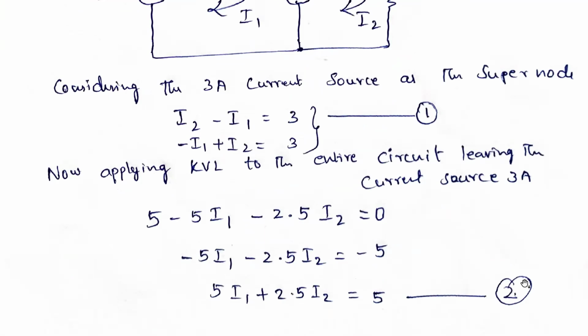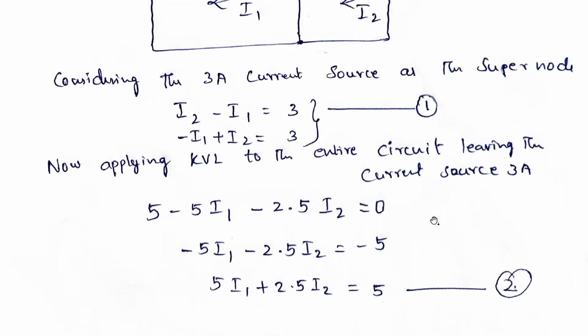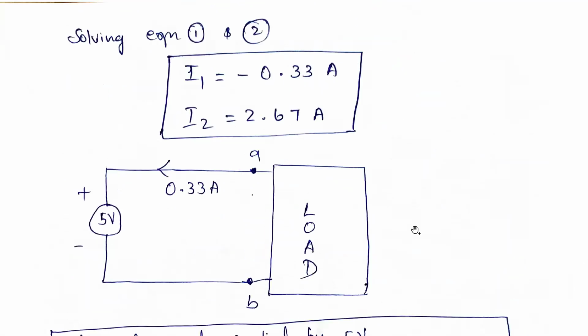Take this as equation number 2. So now, if you solve both equation 1 and 2, we'll get I1 is equal to minus 0.33 amperes, I2 is equal to 2.67 amperes.